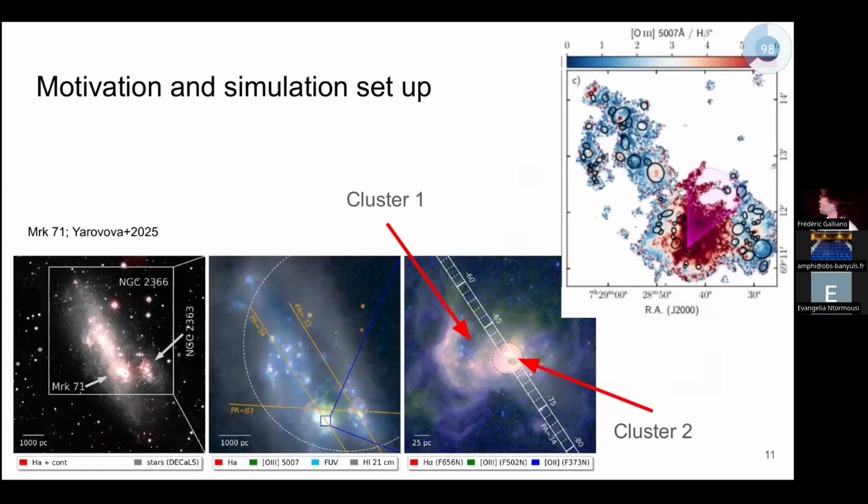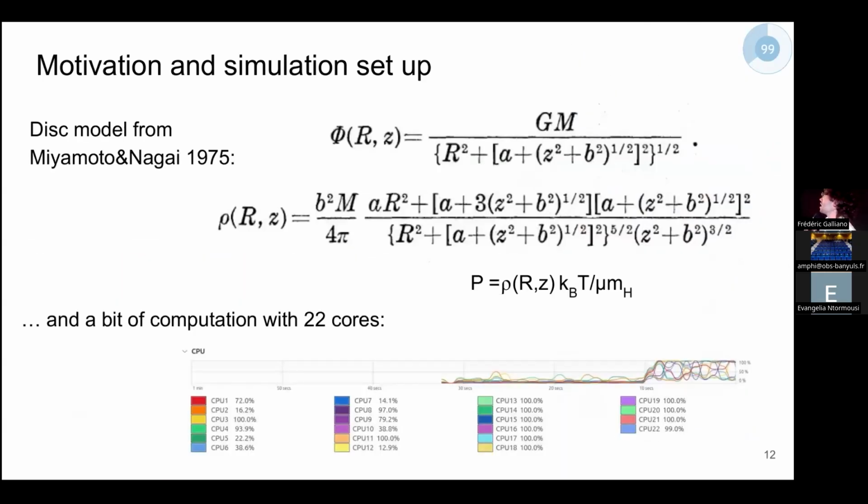So yeah, this is Markian 71 in 2366. It published recently, so you can look. And his initial conditions for potential and density. I also made a very dumb assumption for pressure, and the velocity comes from potential.